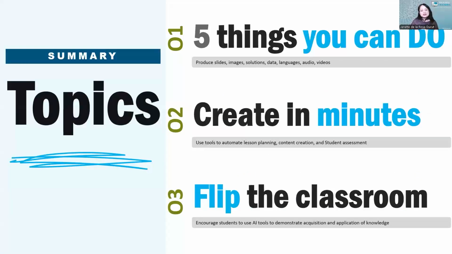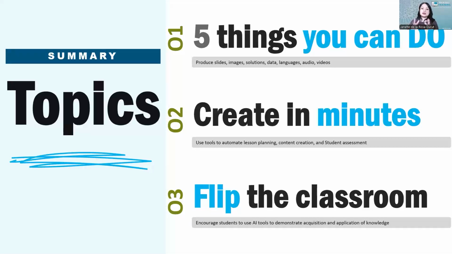So there you go. Those are the 5 things you can do with AI. Artificial intelligence can help you produce slides, images. It can help you solve problems and translate and be your voice and create videos. And you can do this in a matter of minutes. You can use AI to automate your lesson planning, your content creation, and even assessing your students. Many of these tools that I just shared actually took seconds rather than minutes. So it helps us augment the work that we normally do on the computer and do other things.